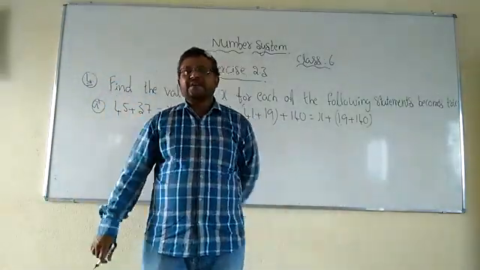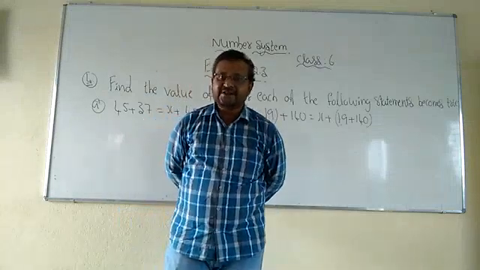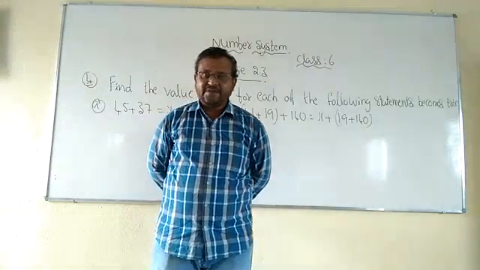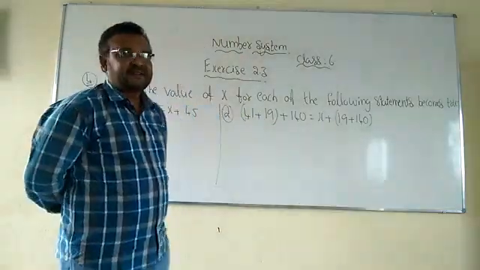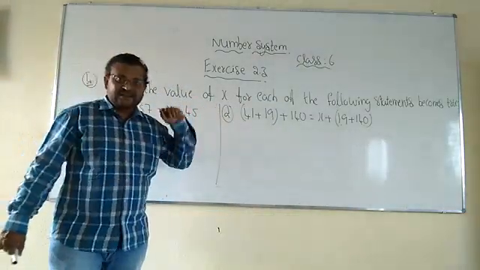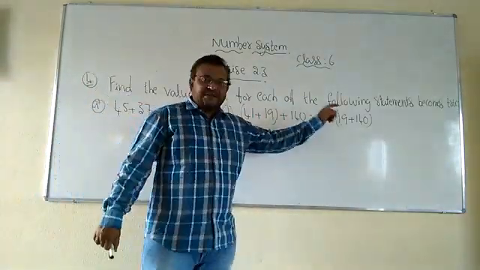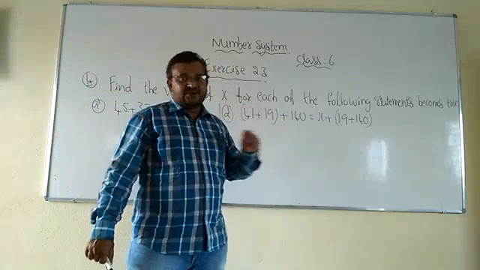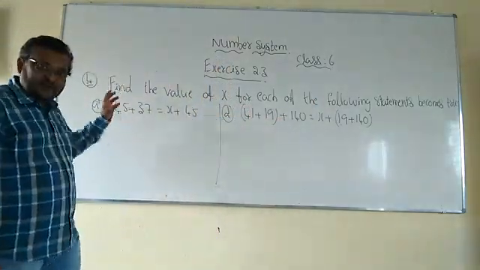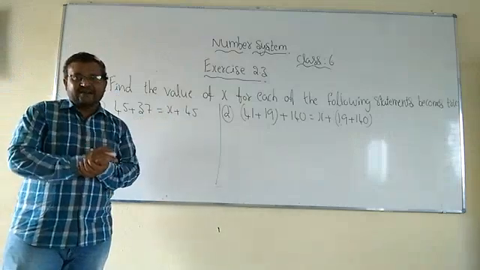So in the previous class, by using the properties of addition, we solved some problems in exercise 2.3. From there, continuation. After the third problem was completed, the fourth problem asks us to find the value of x for which each of the following statements becomes true. Four statements are given, and for the statements to be true, we have to find the value of x.